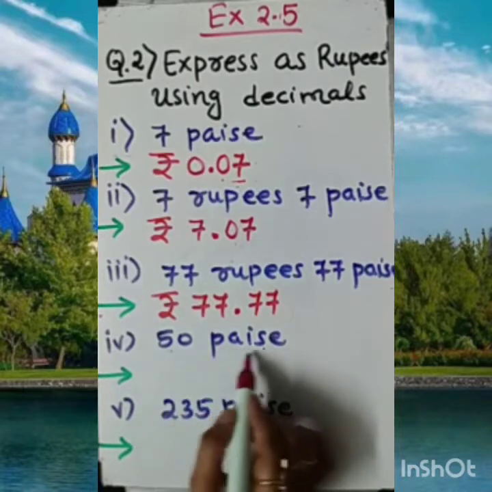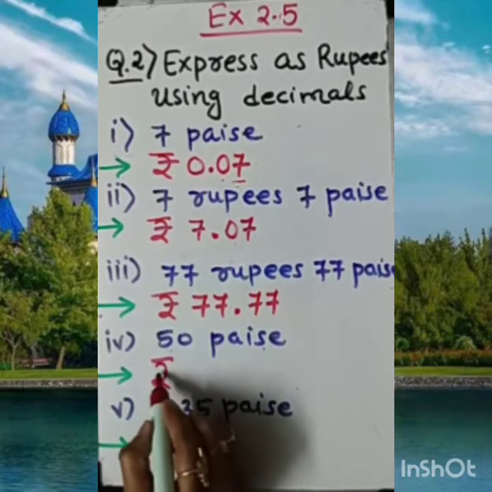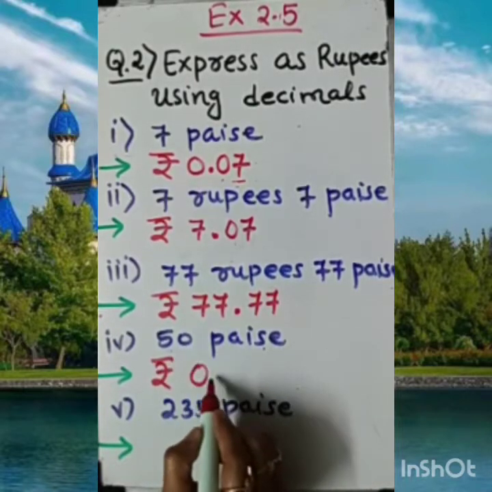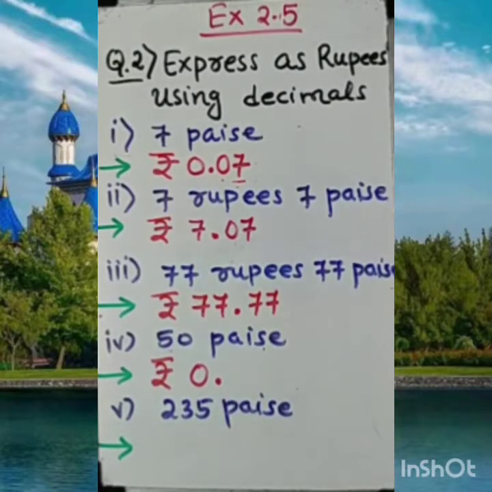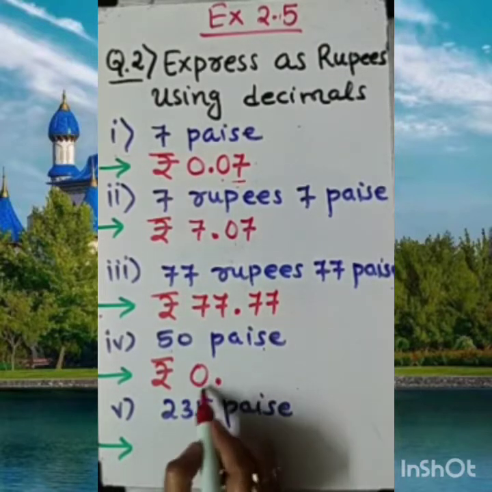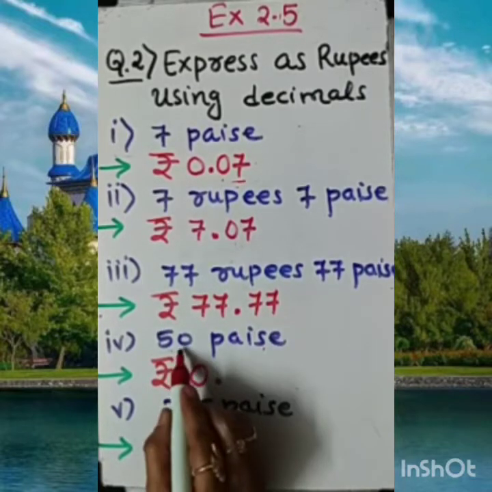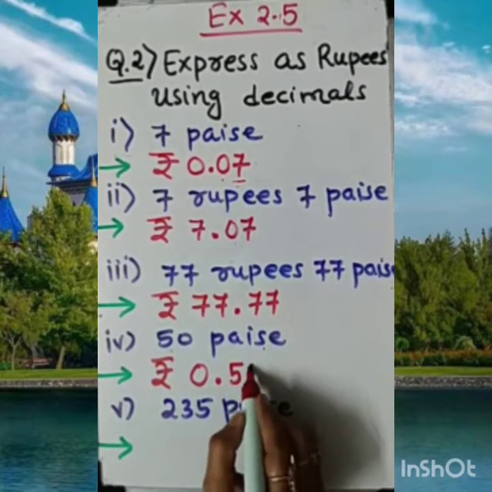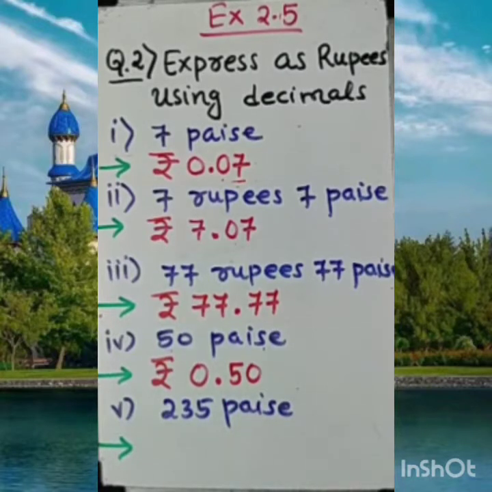Next, only 50 paisa. Only paisa part is given, so rupees part is 0. So we need to write rupees 0 point. In place of integer part, that is this much portion, we need to write 0. What about this 50 paisa? Already in 2 digits, so 50 I need to write.